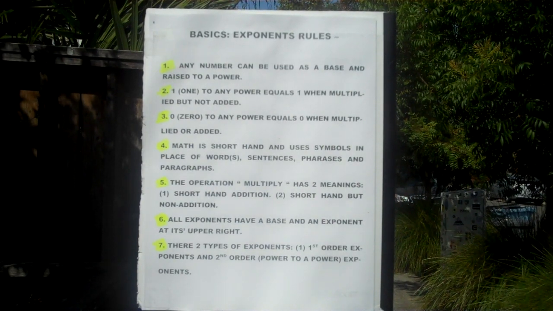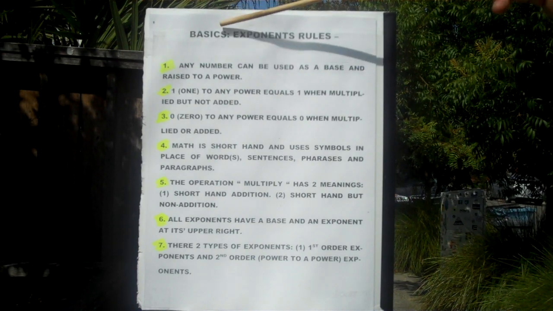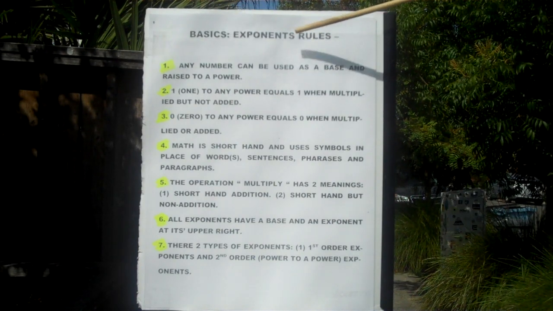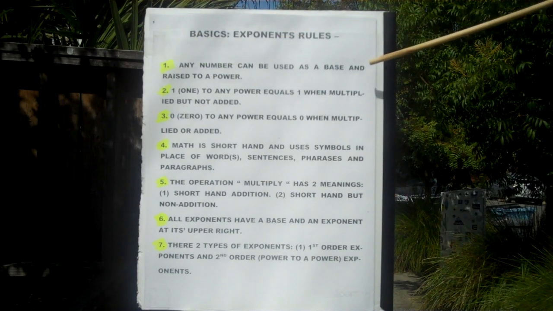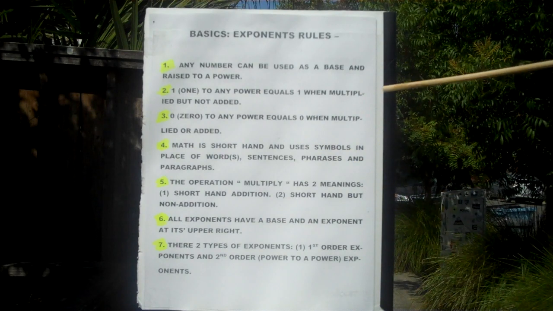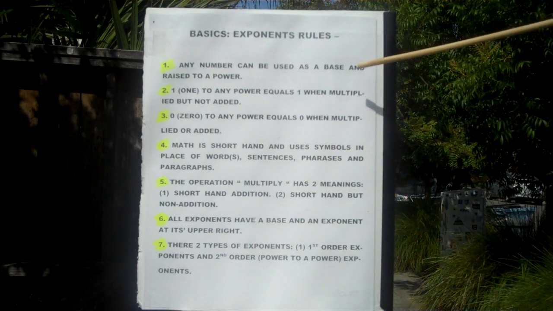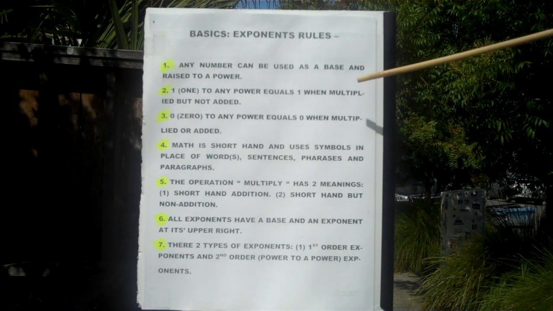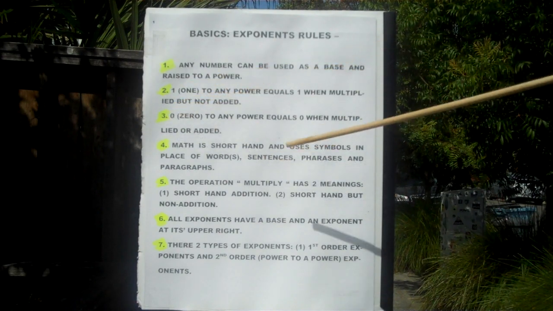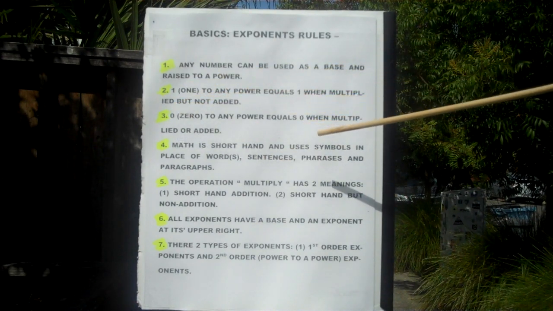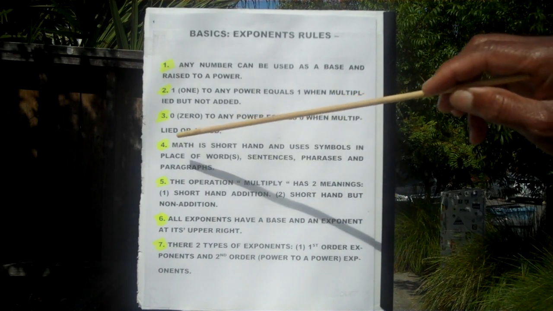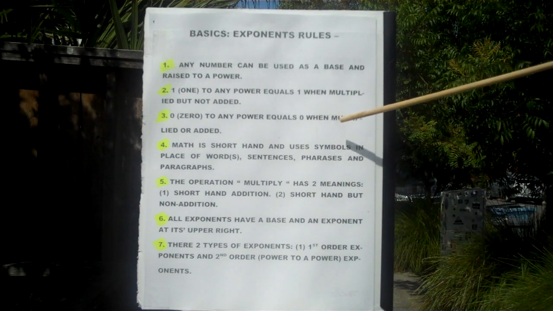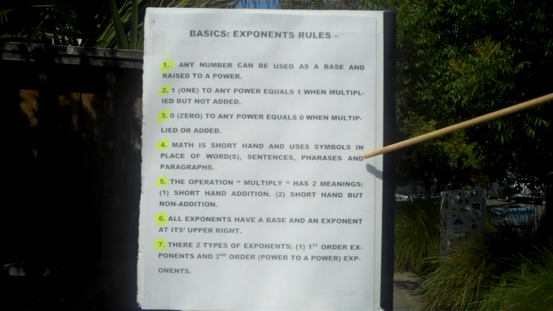Now to continue. Basics. Exponent rules. This is general. Number 1, any number can be used as a base and raised to a power. Number 2, 1, O-N-E, 1 to any power equals 1 when multiplied but not added. 3, 0, Z-E-R-O, 0 to any power equals 0 when multiplied or added. 4, math is shorthand and uses symbols in place of words, sentences, phrases, and paragraphs.